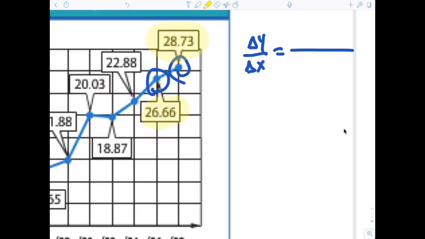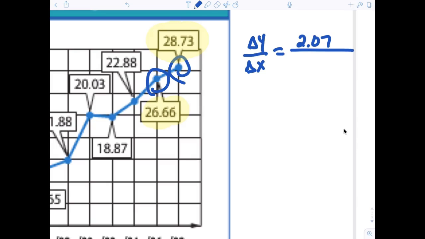So 2873 minus 2666. Someone tell me what that is. What is it, Ben? I got 2.07. 2.07. Is everybody okay with that? Now look, again, this is where you don't take someone else's word. How did I get 2.07, Ben?